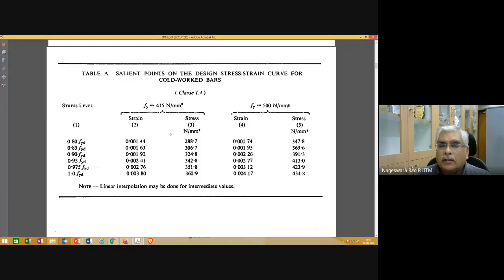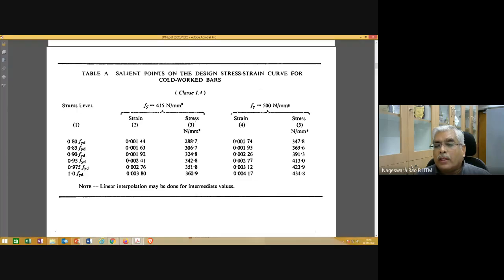Okay, so now coming to this one, the stress strain curve for FE415, FE500. The salient points we already noted, 0.8 Fy, and here instead of Fy, Fyd is written. Why? What is this Fyd? Fyd is nothing but Fy divided by 1.15. So if you want to reproduce the design stress strain curve for FE415 or FE500, you make use of these values.